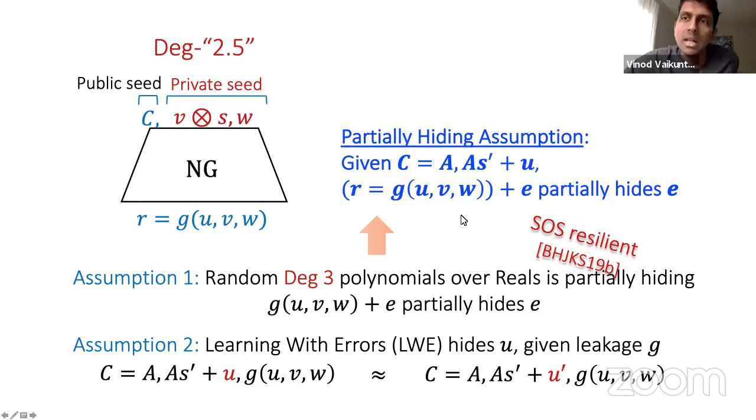So, this degree 2.5 polynomial is now not over the reals. It's a mod p polynomial, right? Exactly, it's a mod p polynomial. Indeed, if it were a polynomial over the reals, you would be able to break it essentially, because the number of variables is too few.